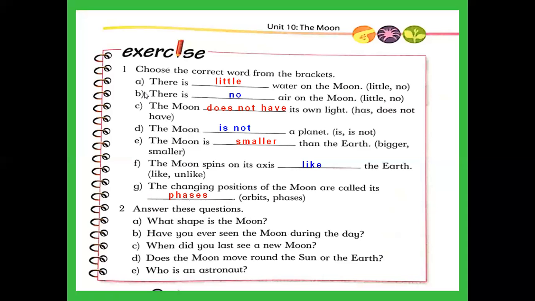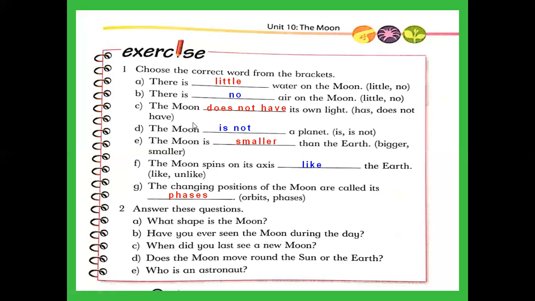Now listen again. A part. There is little water on the moon. B part. There is no air on the moon.